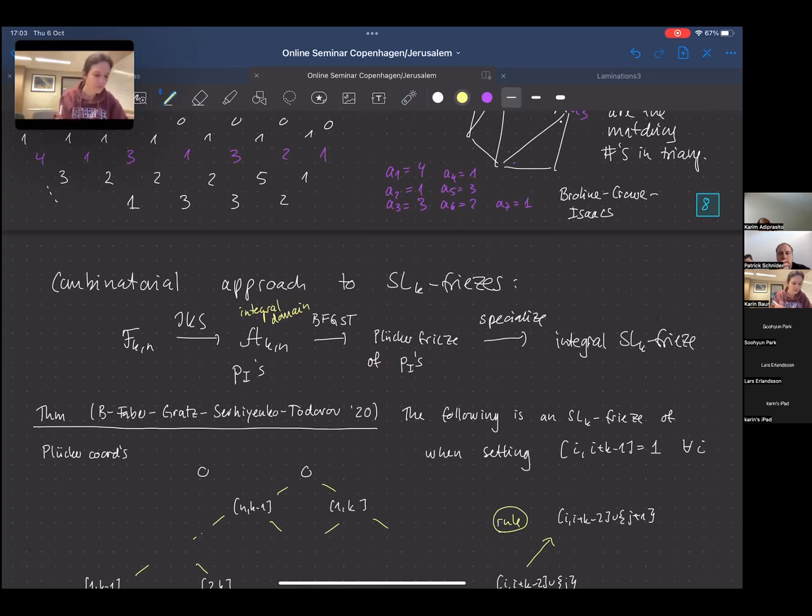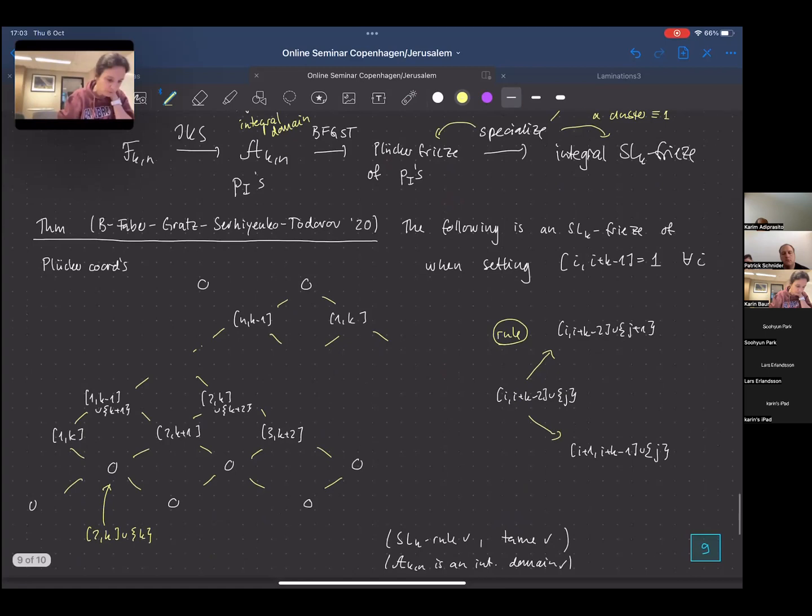We take Plücker coordinates, arrange them in a frieze pattern, and then we specialize a little bit. If we look at the i's which are successive, like a full interval, we want to specialize all of them to one. Well, in fact, I should say this is already done before. But then we specialize again. A cluster is specialized to one, and this gives me then integers. But I'm going to explain this on the example and in the theorem.